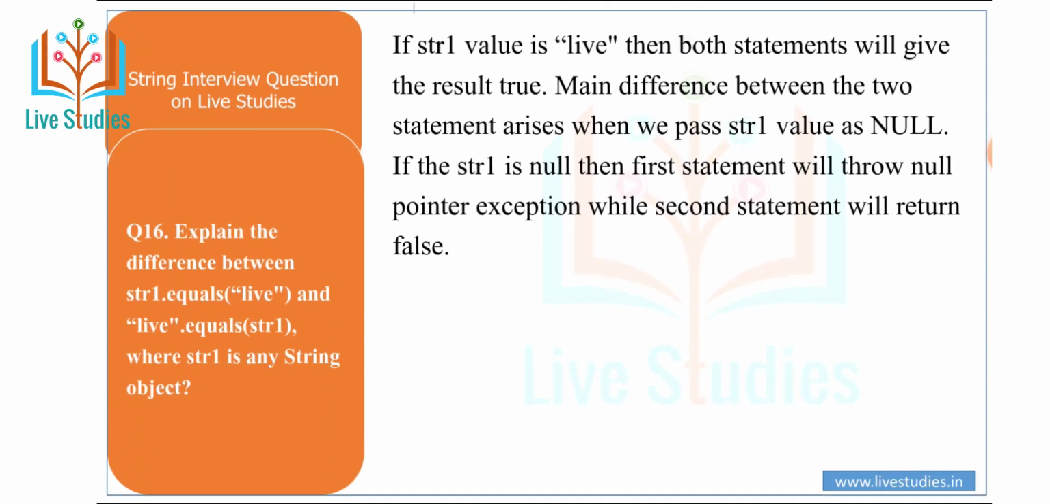Another question is explain the difference between str1.equals("live") and "live".equals(str1) where String str1 is a string object. If str1 value is live, then both statements will give the result true. The main difference between two statements arises when we pass str1 value as null. If the str1 is null, then first statement will throw null pointer exception, while second statement will return false.